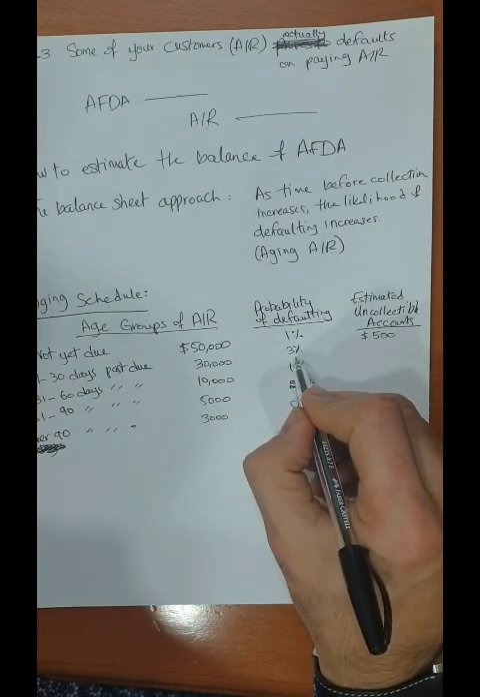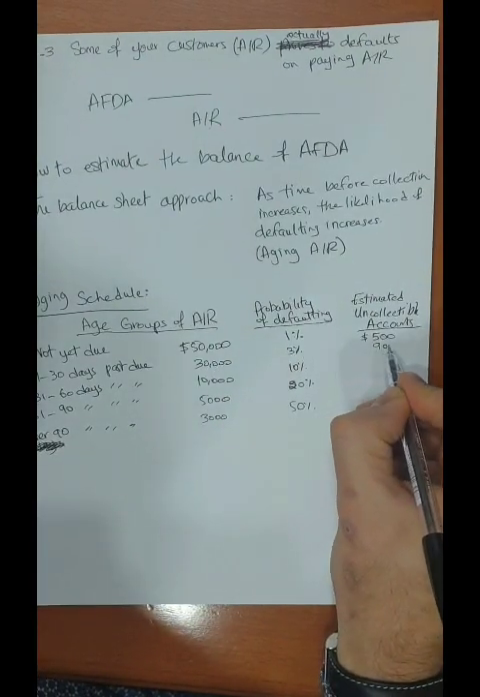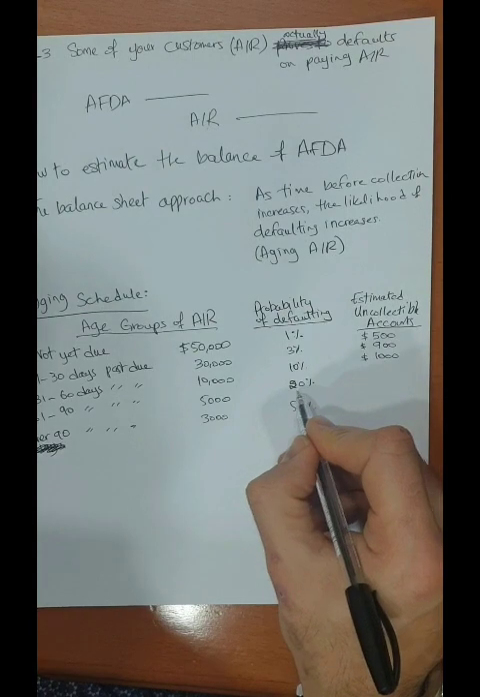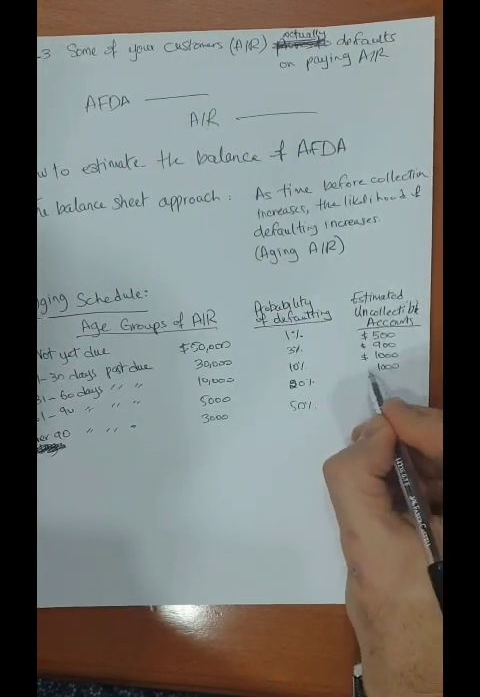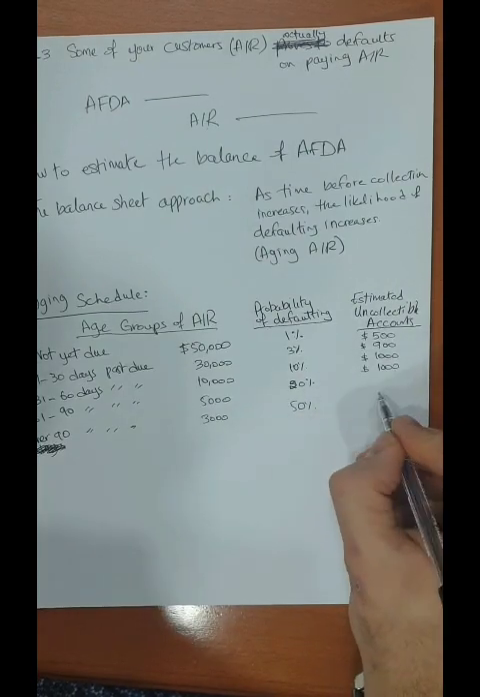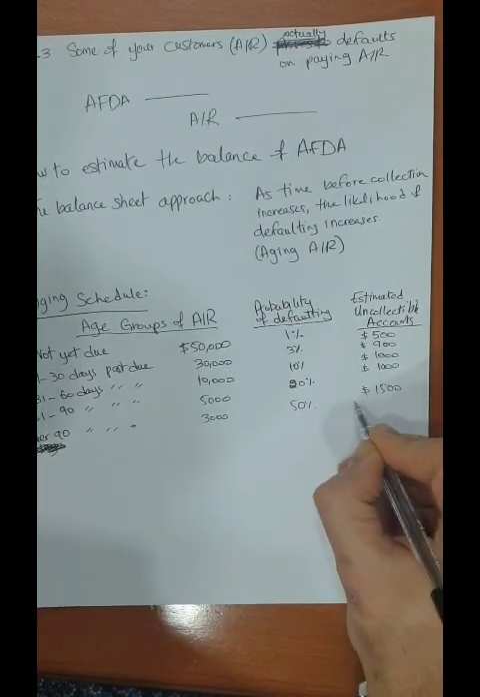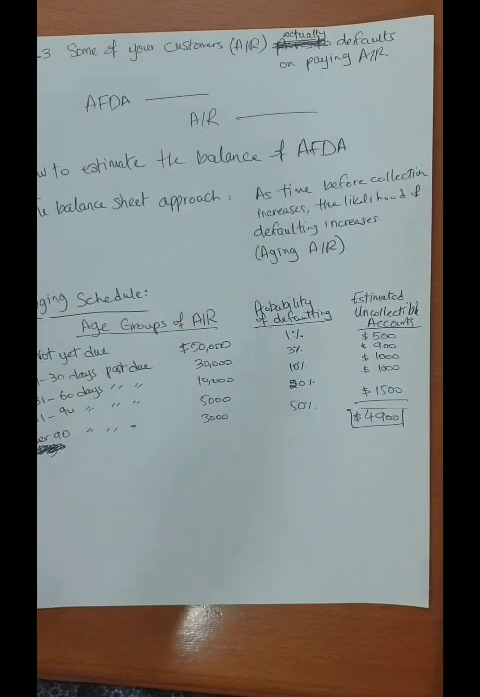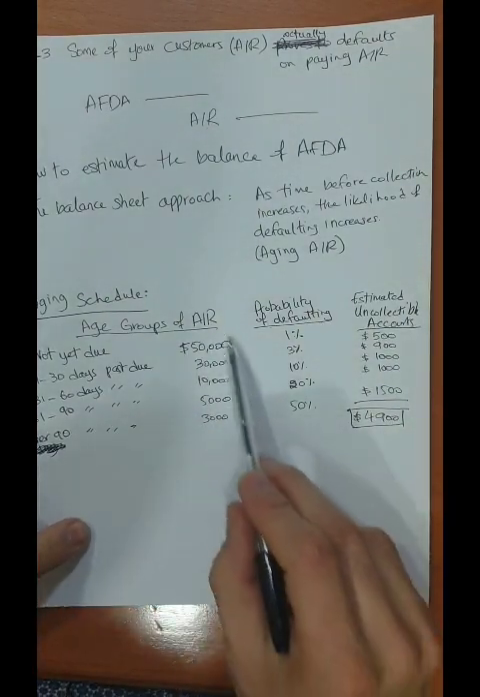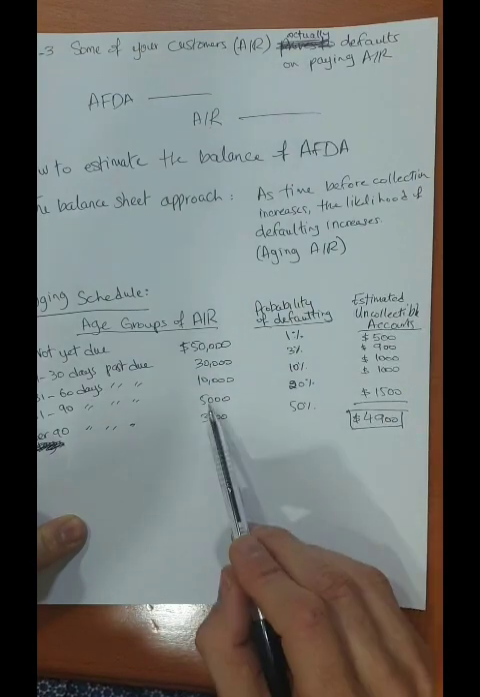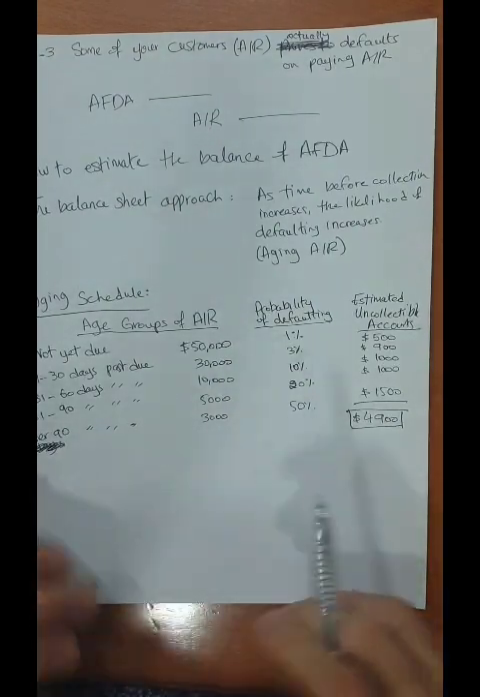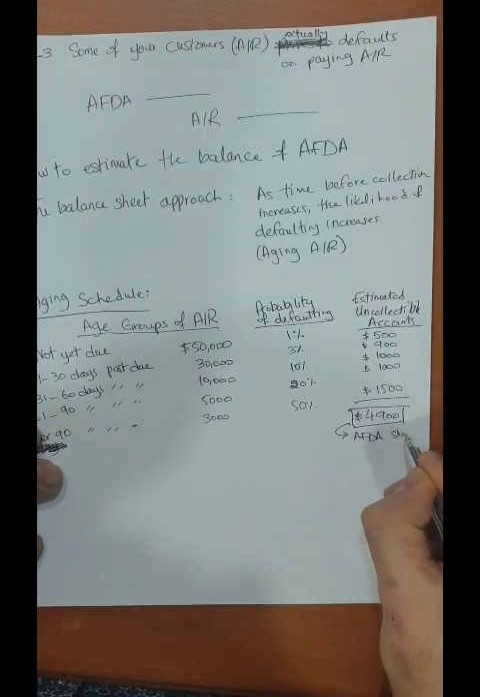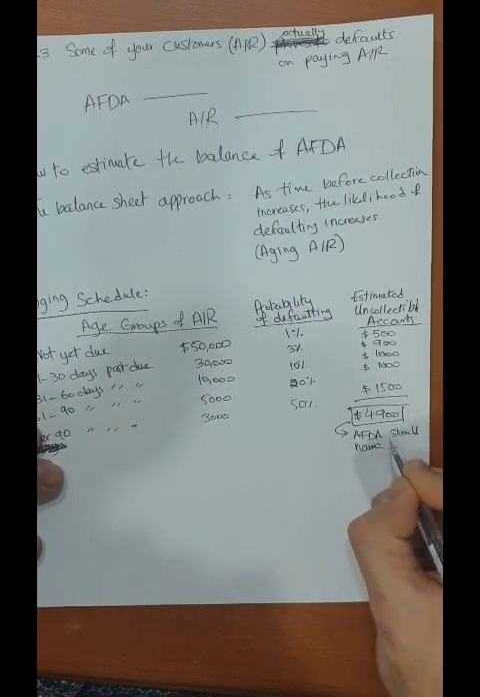Then 30 multiplied by 3% is $900. Then 10% of the 10,000 is $1,000. 20% of the 5,000 is also $1,000, and finally 50% of the 300 is $1,500. The sum of these is $4,900. So in total, you would expect that out of your total account receivables, $4,900 will be uncollectible or uncollected. This value should appear in the AFDA. So AFDA should have this value.